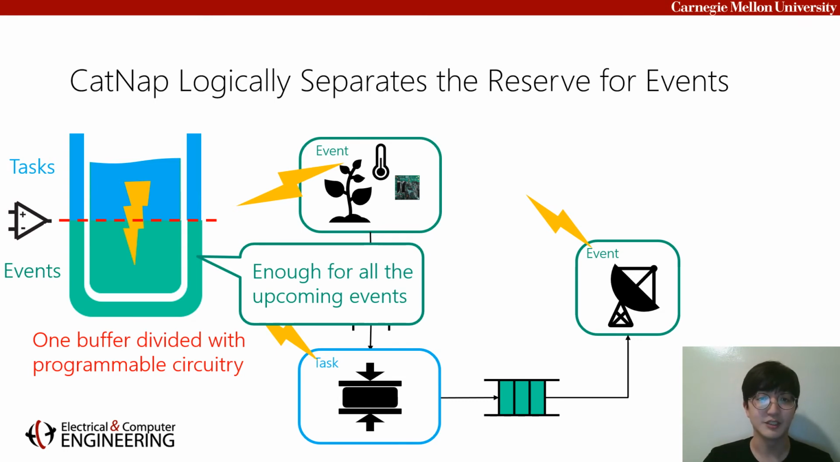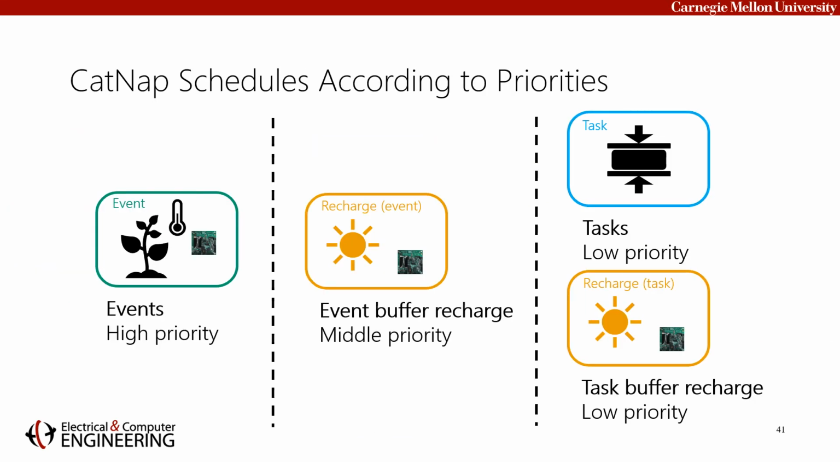The size of the reserve is set dynamically to be larger than the sum of the energy used by all the events defined. Then, the CatNap scheduler schedules events, tasks, and recharges with different priorities. CatNap runs events with the highest priority as soon as they arrive. When the energy reserve for events is not full, CatNap prioritizes recharging the buffer over running the tasks or recharging for the tasks.